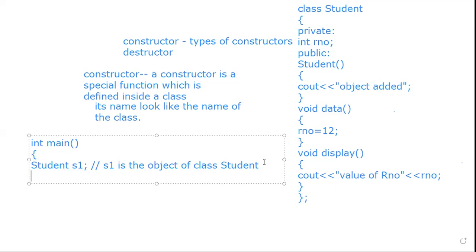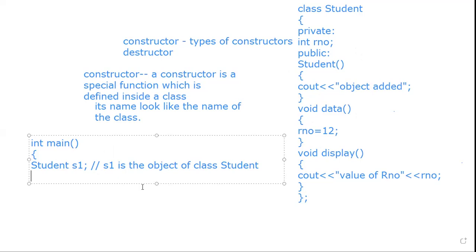So what is the code we have written in the constructor here? Displaying a message that object added. So when this constructor is invoked, whenever you create the object, automatically we'll get the message that object added.